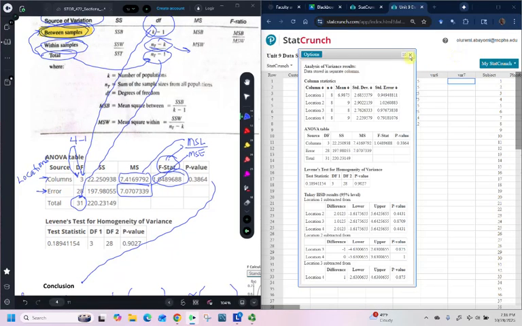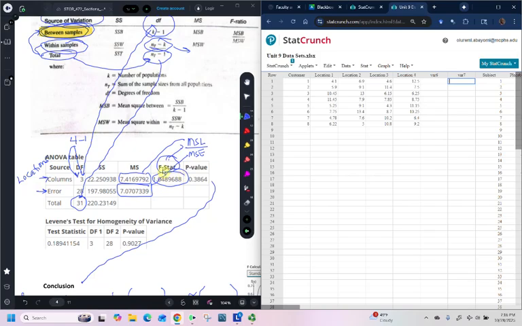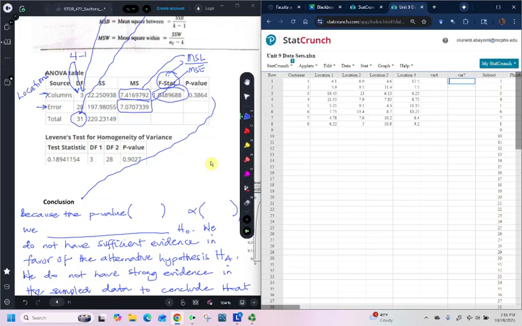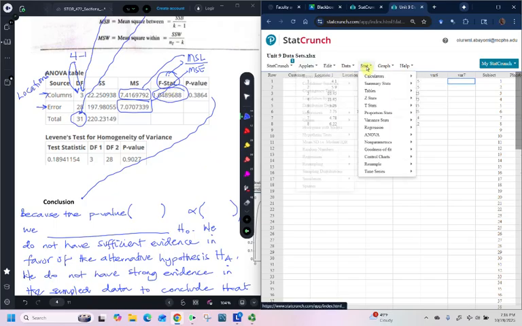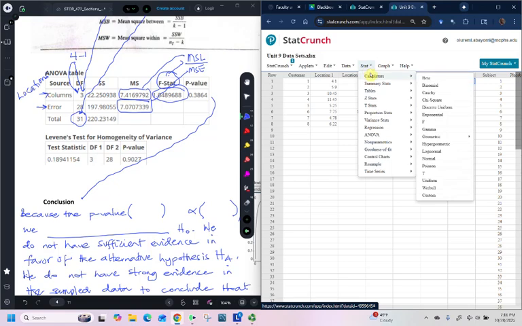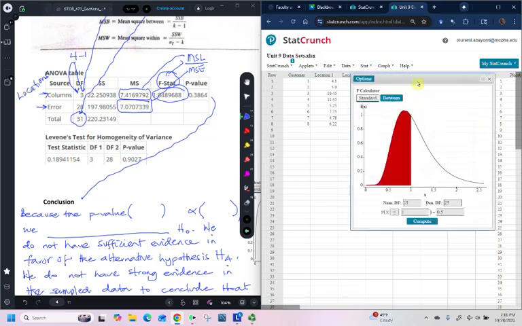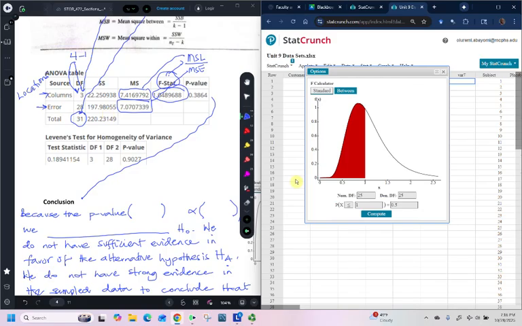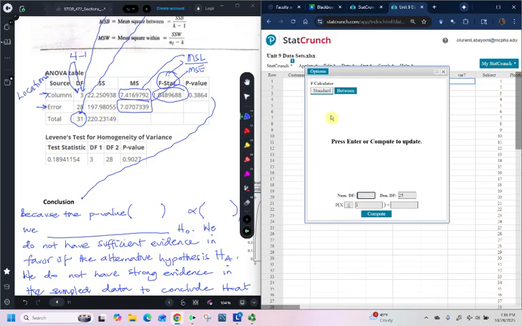Then to get the corresponding p-value for this F statistic, let's go to StatCrunch again. I'm going to close out of this. We'll use the F distribution. The F distribution is very important in working on analysis of variance. So go to Stat, go to Calculators, go to F calculator, and it will require the numerator degree of freedom. That will be 3. Then the denominator degree of freedom will be 28.